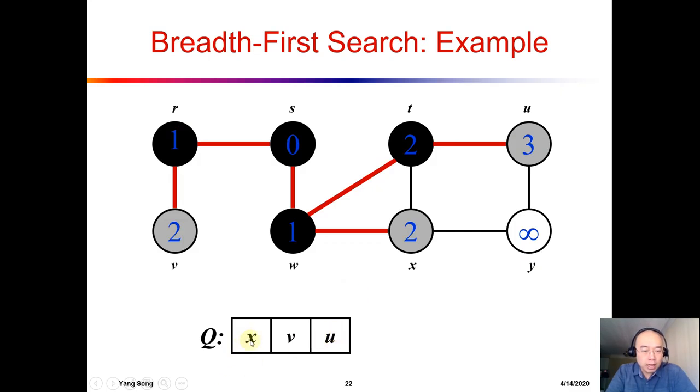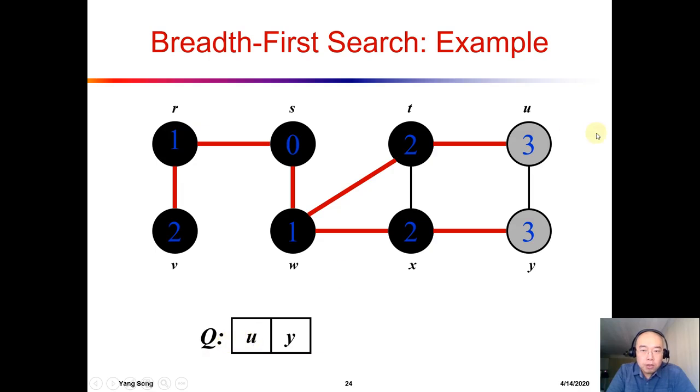And the next step, we have to visit X. So for X, we will find another white node, which is Y. So we paint X into black, and then we find Y, and now Y is gray. And the next step, the head of the queue is V. So for V, there are no more adjacent white nodes. So what we have to do is we just paint that into black, and that's it.